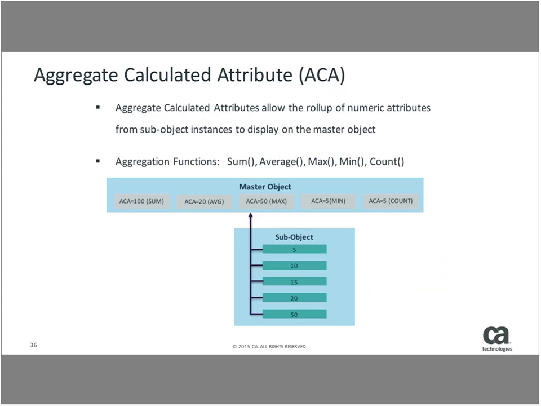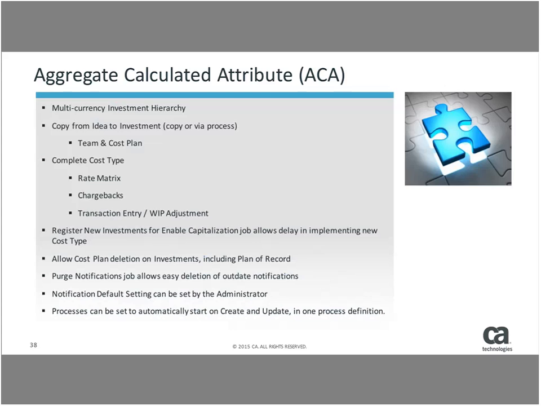In addition, for the application portfolio management functionality, we added an aggregate calculated attribute type, which is basically an ability to roll up values from underlying sub-objects to a master object. So if you want to average, for example, the value from a number of sub-objects to get a master value, you can do that, or sum it up, or whatever. There are a number of operations you can perform there.